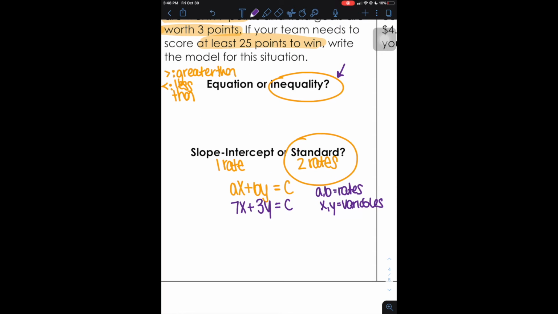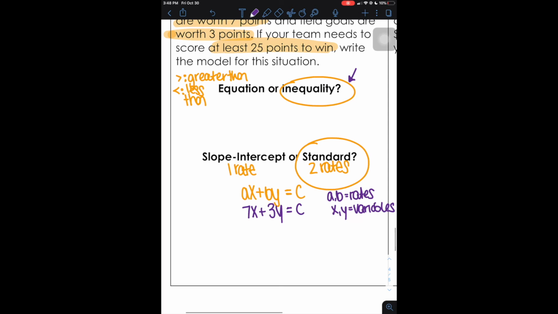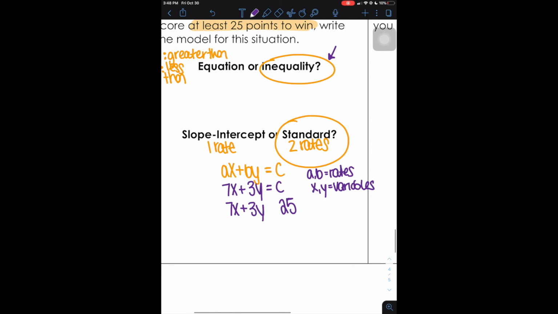But now, it tells me what the C is. It tells me what the total theoretically should be. So I'm going to have 25 on the right-hand side. And I'm going to bring down the rest, 7X plus 3Y equals, well, not equals, because this is where we're going to catch that part there.